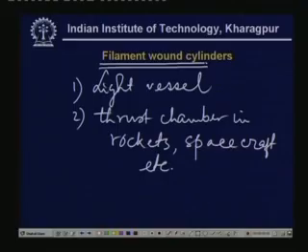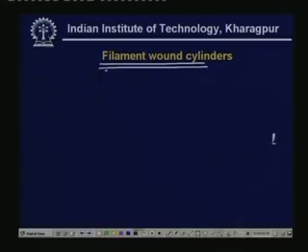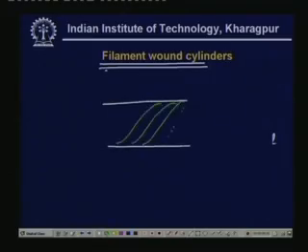Sometimes we make a thin, very thin metallic membrane and then wrap it with the filaments. So filaments are wire ropes which can take large tensile stress. If you wrap the entire pressure vessel by this filament, then a large stress could be taken. So consider the following case: there is a pressure vessel and there are filaments throughout, and similarly it is wrapped from the other side.